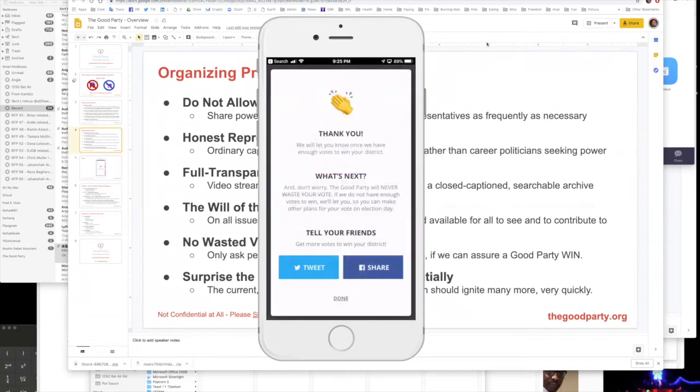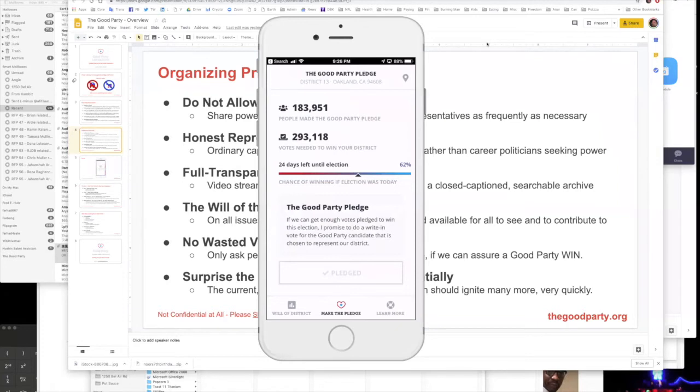Once you pledge, it goes into a social media thing to share with other people. The idea here is that as the election comes close, you either have enough votes or you don't. If you don't, somebody gave a new idea: you match them with the closest red or blue candidate that matches the will of the people.